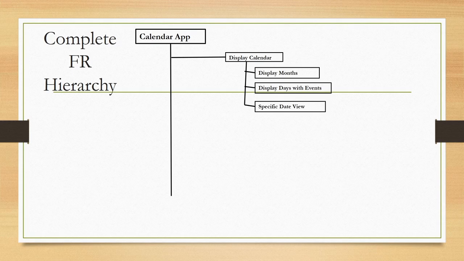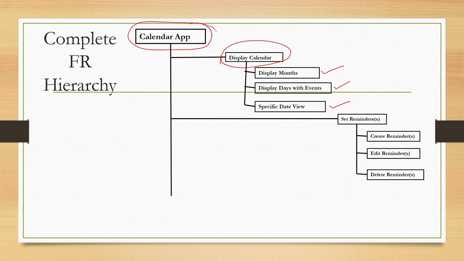So, we have the top level function as calendar app, that is the entire top level function. Under this, we have one top level function, display calendar, under which we have three sub functions: display months, display days with events, and display date view, specific date. Then we have set reminders as another top level function, under which there are sub functions: create reminder, edit reminder, delete reminder.